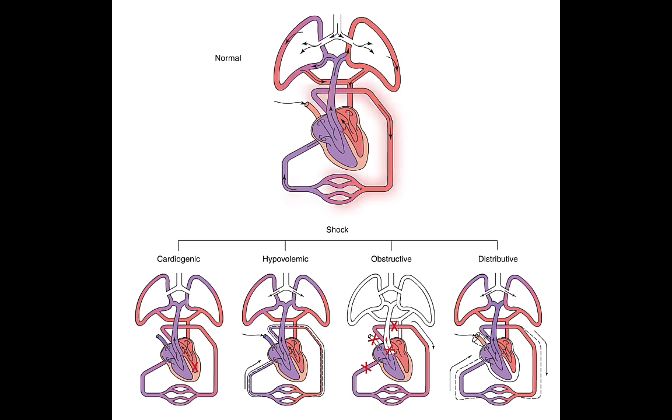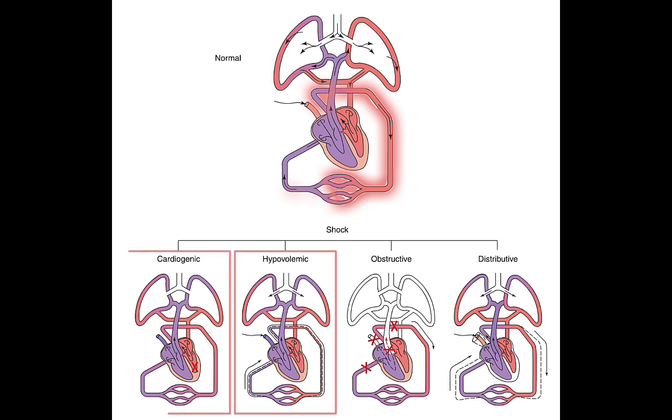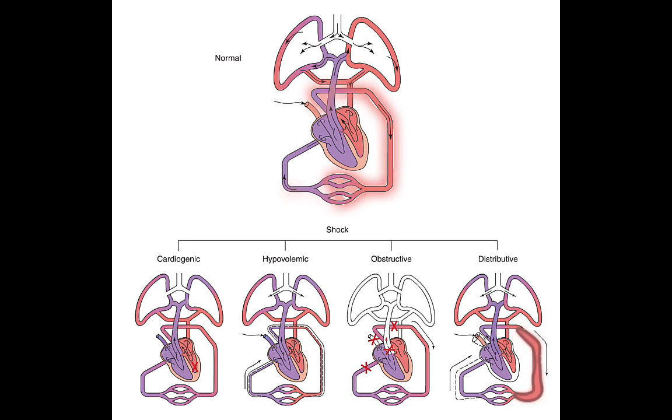Systemic vascular resistance, which reflects afterload, is increased in hypovolemic shock due to systemic vasoconstriction. The same thing happens in cardiogenic and obstructive shock, resulting from sympathetic effect. However, in distributive shock, there is vasodilation and that decreases the systemic vascular resistance and afterload.